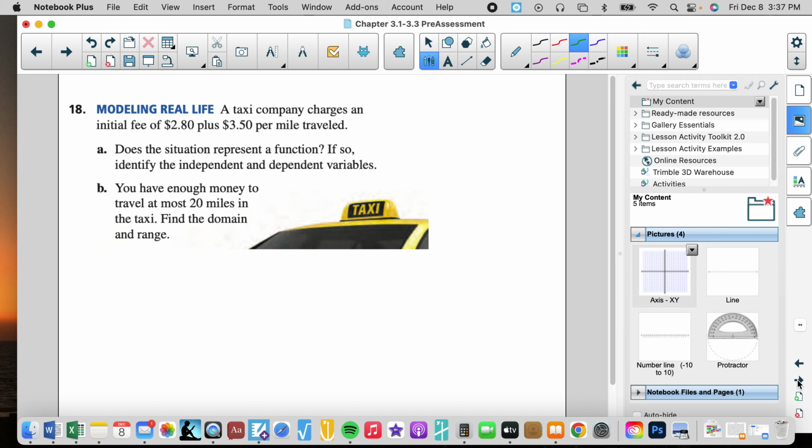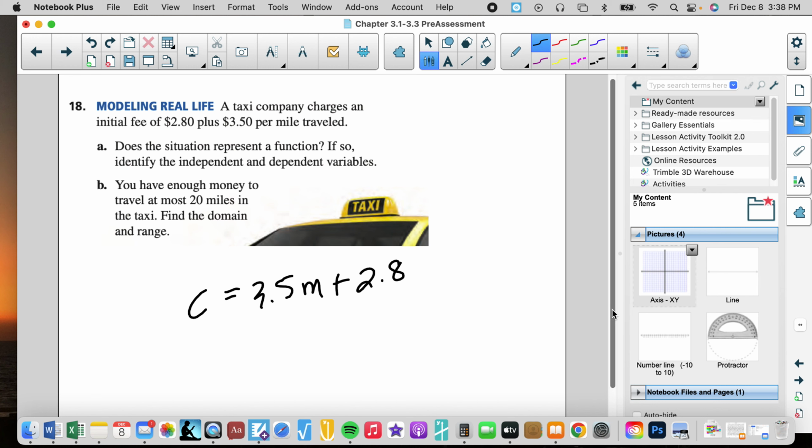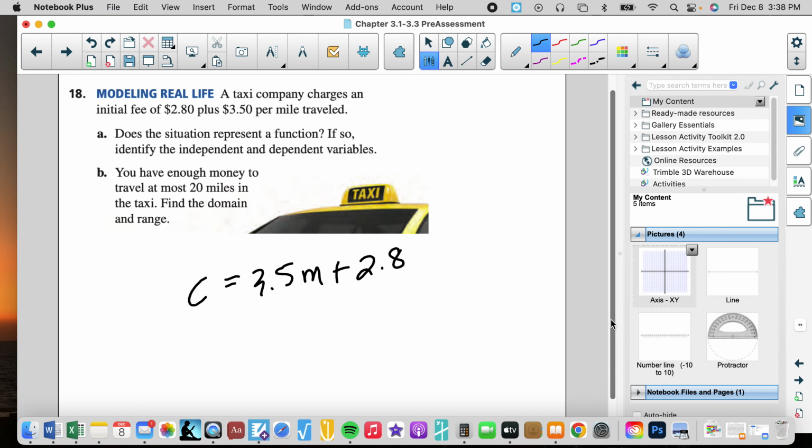Good. Number 18, a taxi company charges an initial fee of $2.80 plus $3.50 per mile traveled. So if I had to create an equation, this is a good preface for you. Cost equals, well, it's $3.50 per mile plus an initial fee of $2.80. Just getting in the taxi cost me $2.80 before I travel any distance. But once I get in the car, for every mile, I'm going to be charged $3.50.